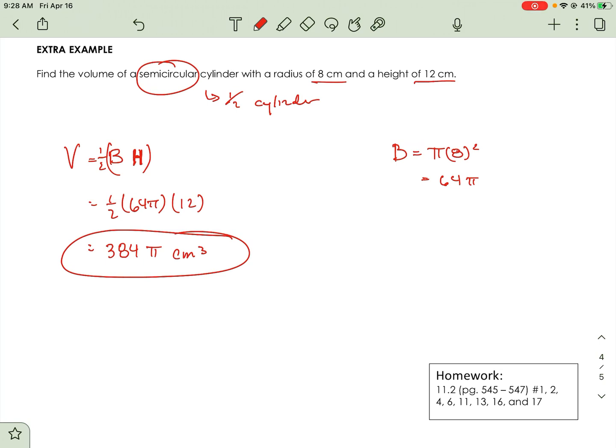So that is a quick rundown of the volume of prisms and a cylinder. Again, remember the volume is equal to the area of the base times the height of the prism or cylinder. So go ahead and begin working on the homework.